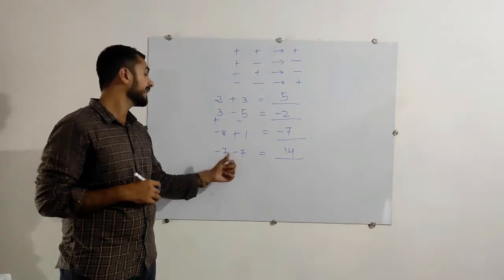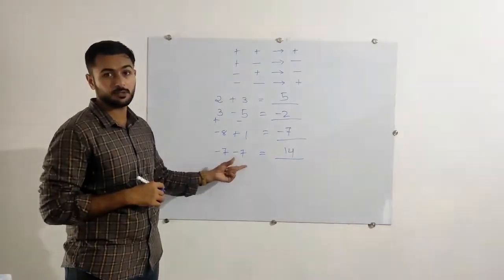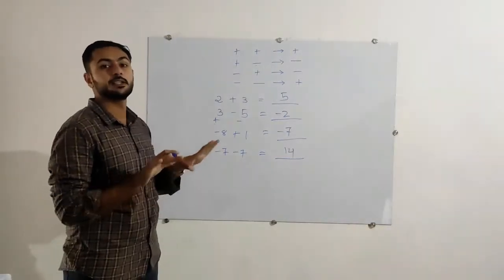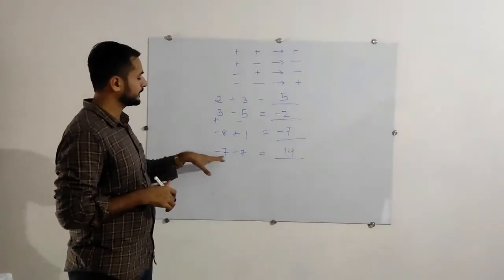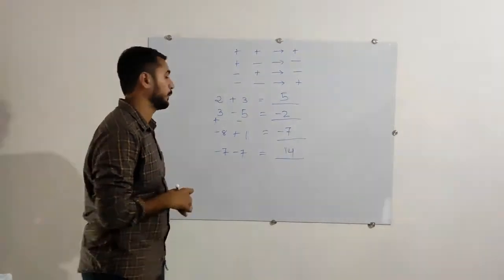It is tough to identify whether this 7 is bigger or this 7 is bigger because both are equal. It means you have to put the sign for any one. That's minus. Put the minus.